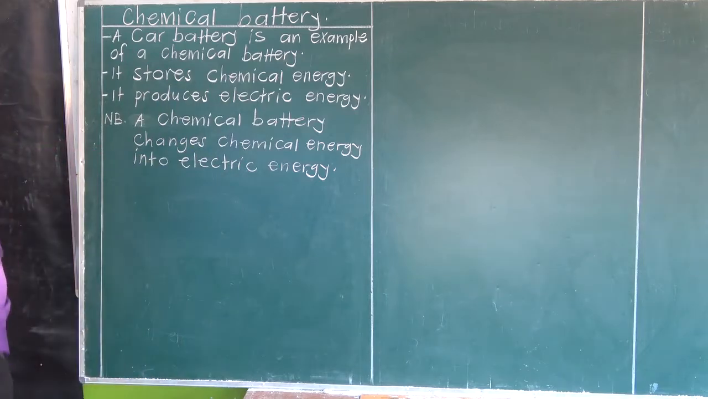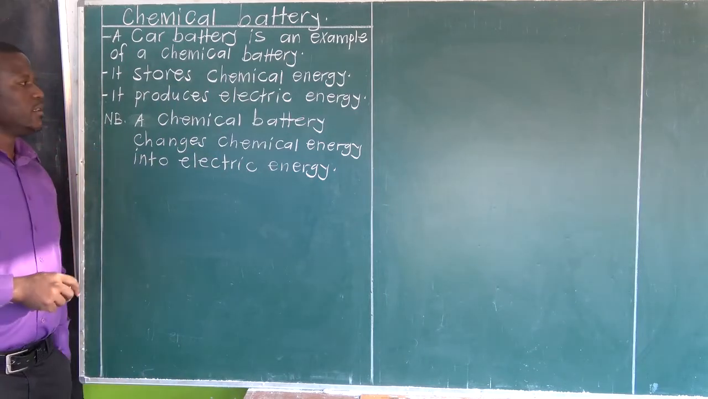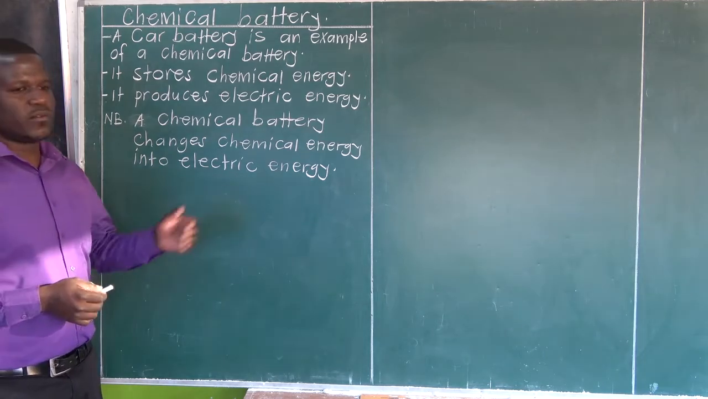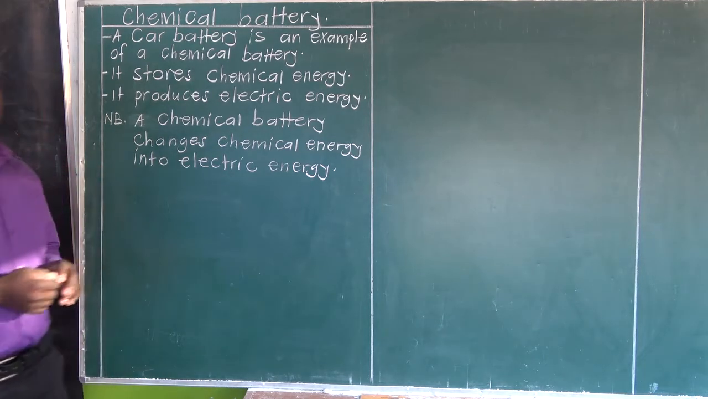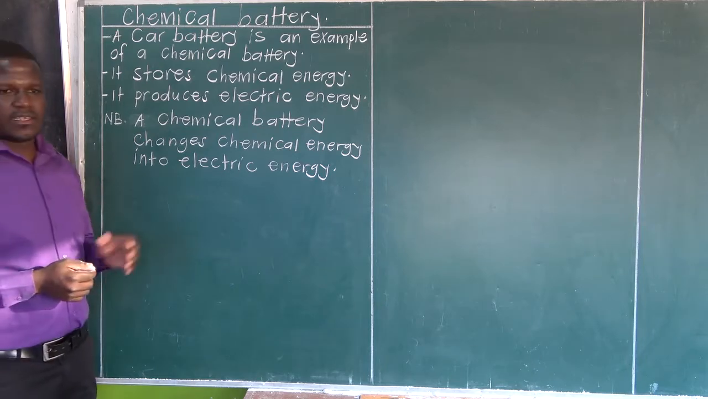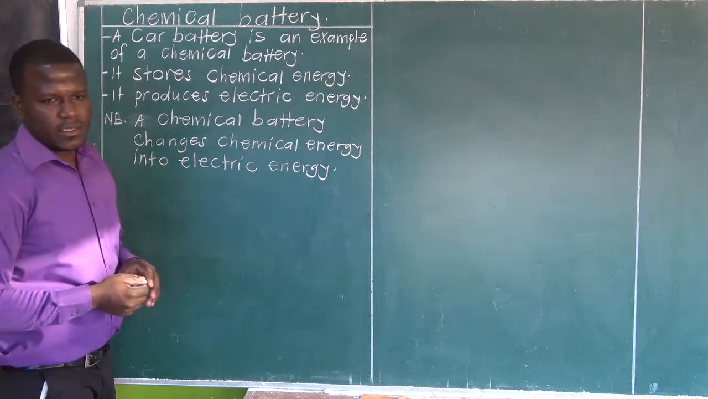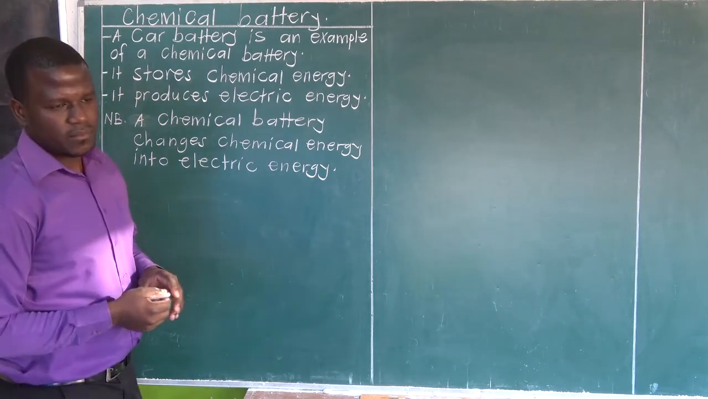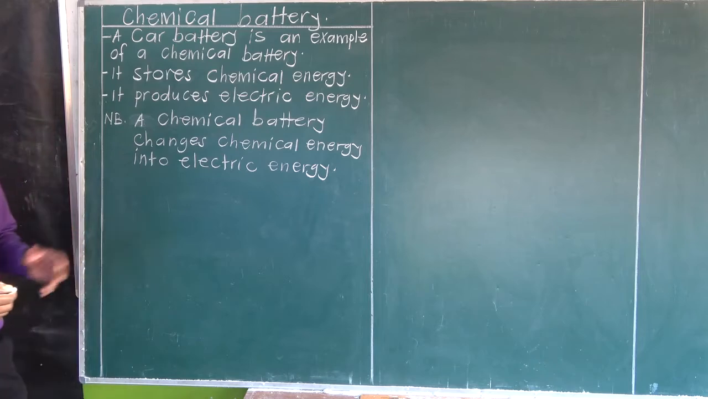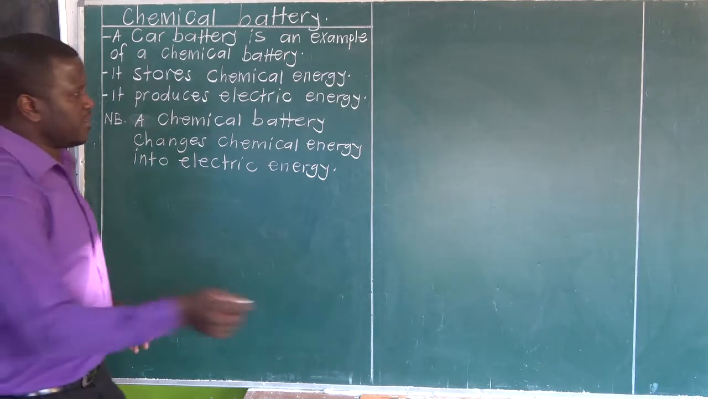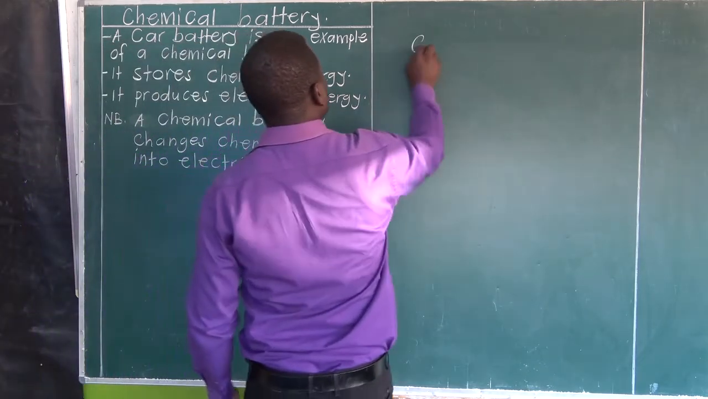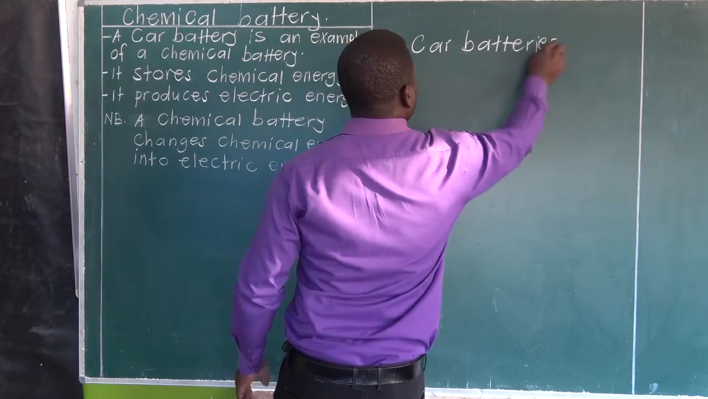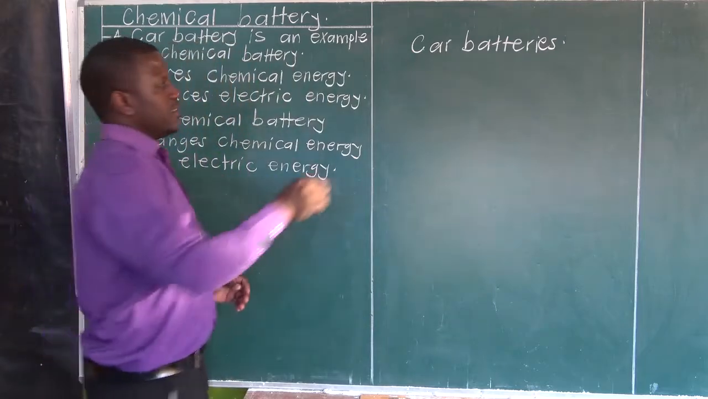In our previous lesson, we looked at secondary cells as sources of electricity. We said secondary cells are cells that can be recharged. You can recharge them. That's why we call them secondary cells. And we gave examples of secondary cells. For example, we say car batteries. Car batteries are examples of secondary cells.